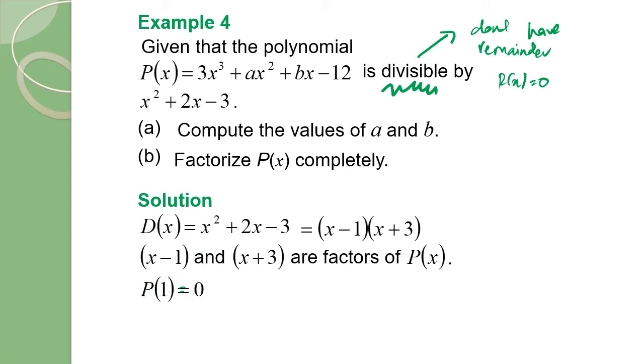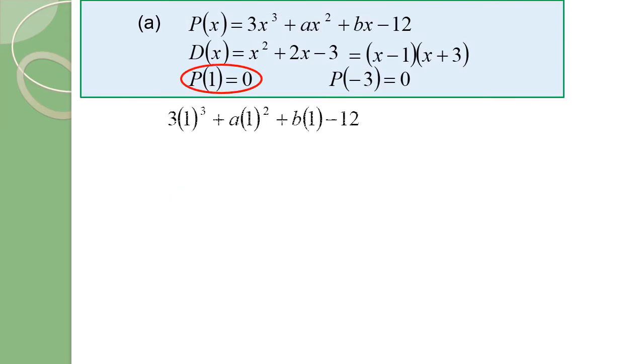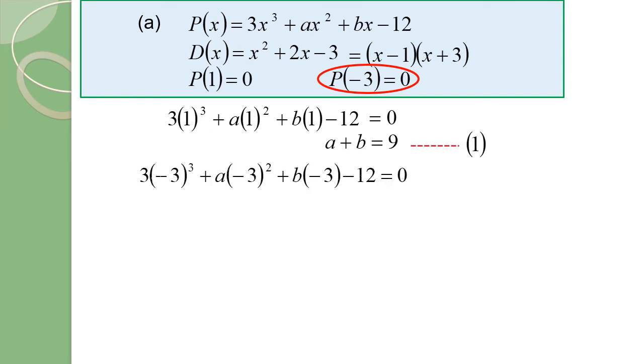So we can use this fact to solve for the unknowns A and B. P of 1 equal to 0, P of negative 3 equal to 0. Substitute 1 into the polynomial. We have 3 of 1 cubed plus A of 1 squared plus B of 1 minus 12 equal to 0. So A plus B equal to 9. This is the first equation. Substitute negative 3 into the polynomial. We have 3 of negative 3 cubed plus A of negative 3 squared plus B of negative 3 minus 12 equal to 0. So we have 9A minus 3B equal to 93. Simplify, we get 3A minus B equal to 31. This is the second equation.